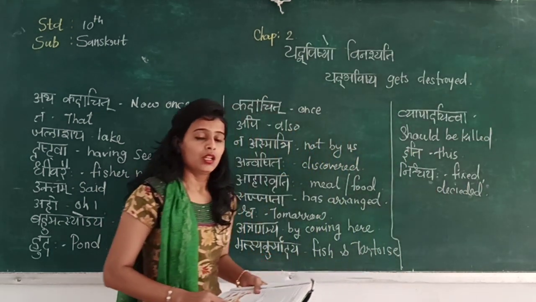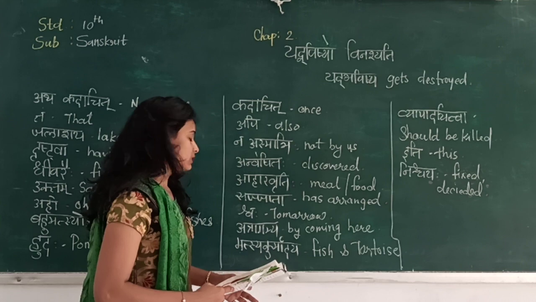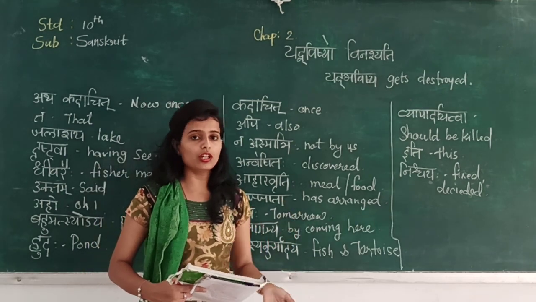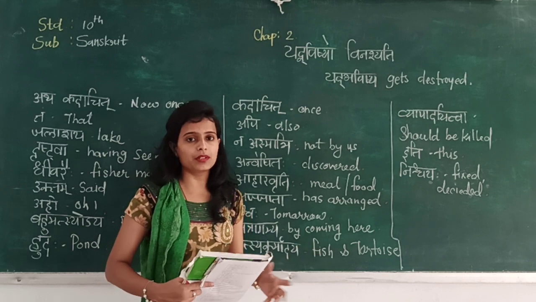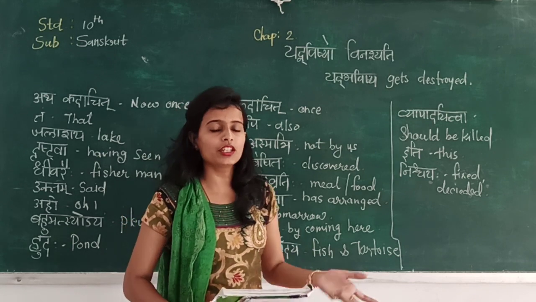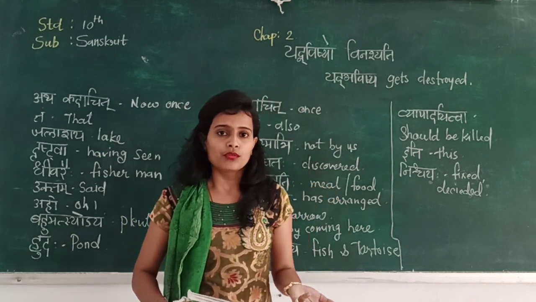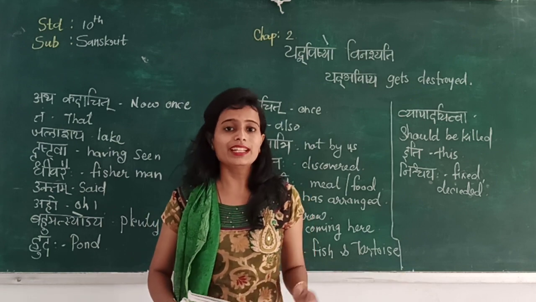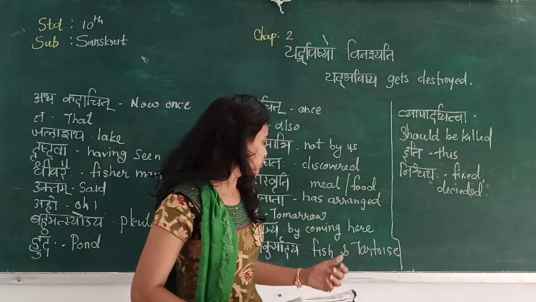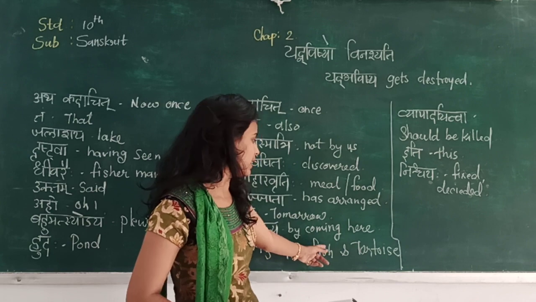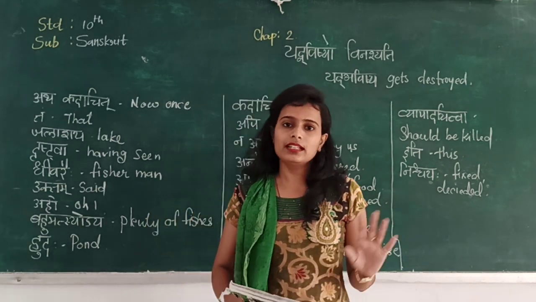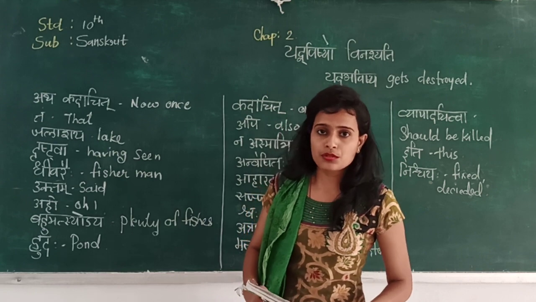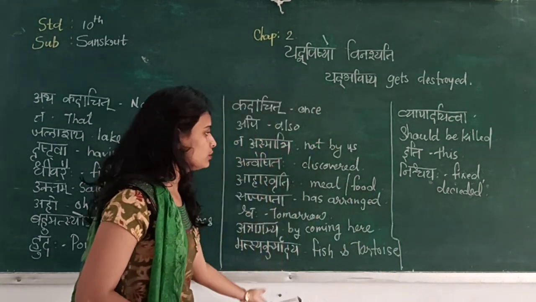So in the last line, the fishermen were talking that plenty of fishes are there. For today our meal is arranged, and tomorrow we will come, and by coming here we will kill all the fishes and tortoises, and this is decided. Students, you may note down these things in your notebook.